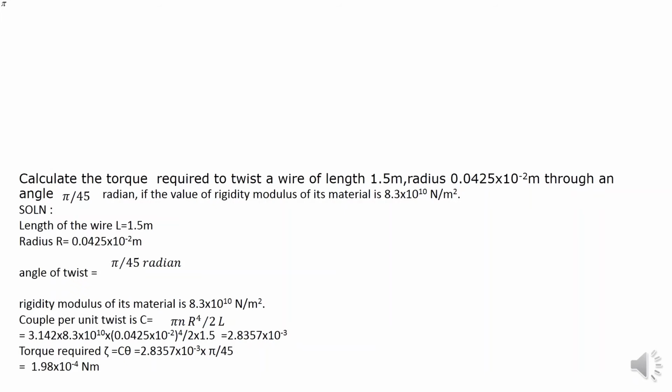Couple per unit twist C is equal to pi into N R to the power 4 by 2 by L, and that gives the value of C as 2.8357 into 10 to the power minus 3. And torque required tau is equal to C into theta. Substitute the values 2.8357 into 10 to the power minus 3 into theta is equal to pi by 45. After simplification, we get torque is equal to 1.98 into 10 to the power minus 4 Newton meter.